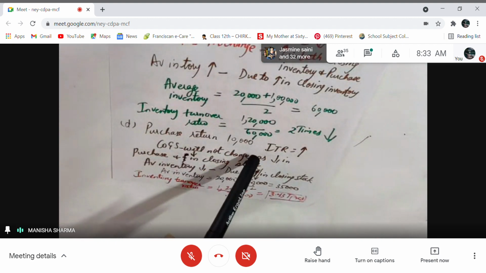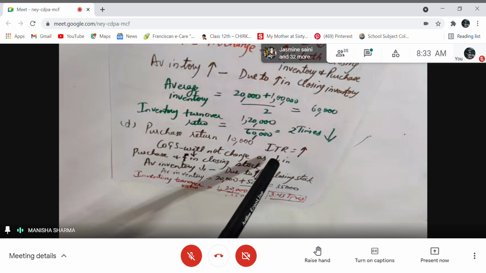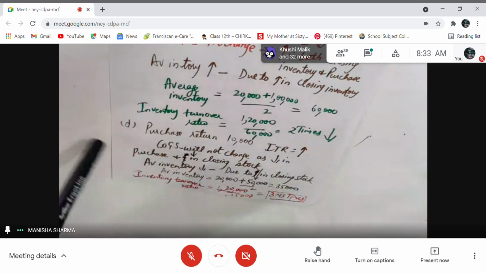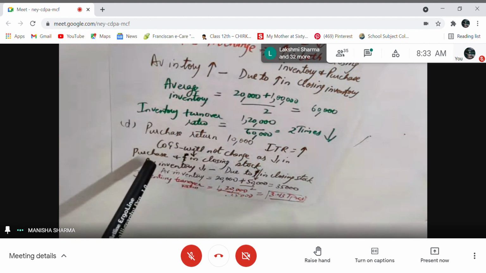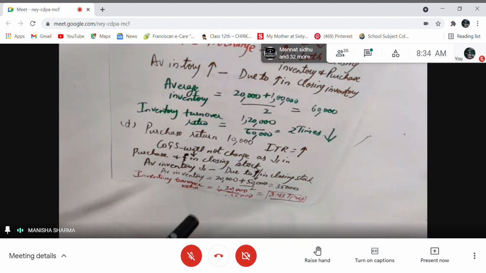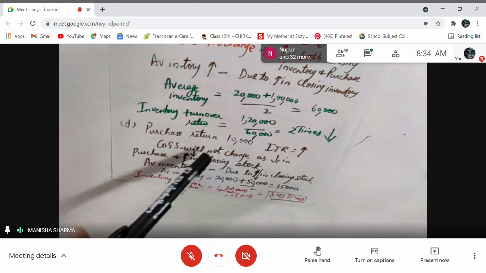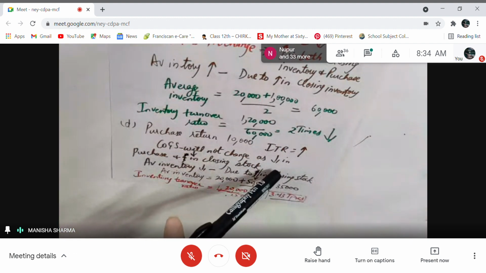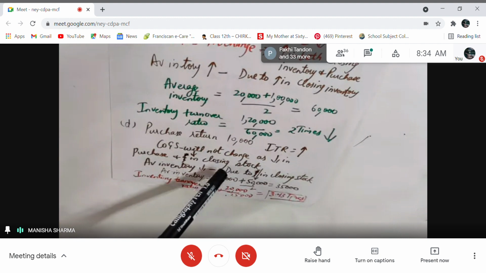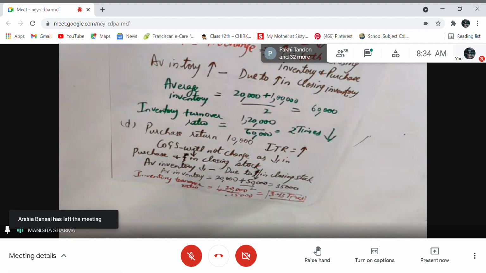Purchase return 10,000. We will see that the inventory turnover ratio will increase. How will the inventory turnover ratio increase? Let's see. Purchase return 10,000. With a purchase return, COGS will not change, right? As purchase return will decrease purchases and will increase closing stock, right?